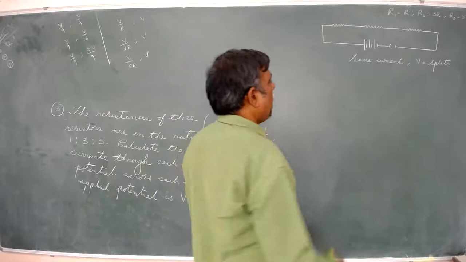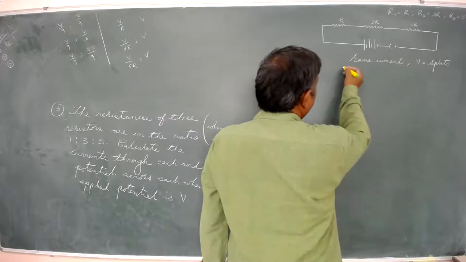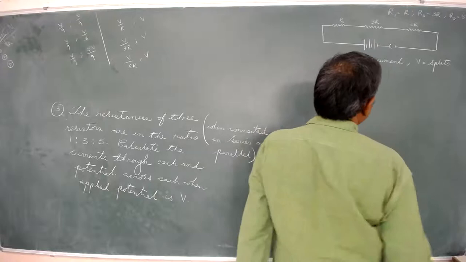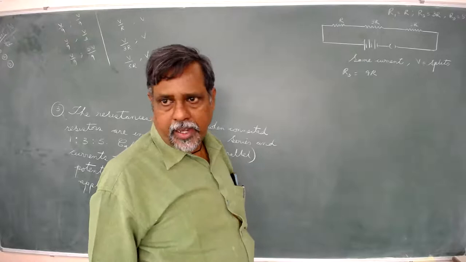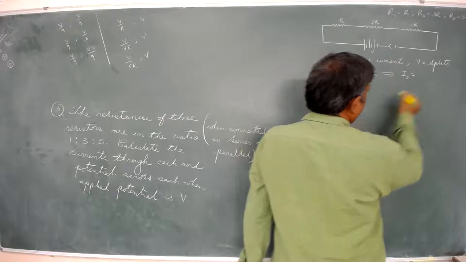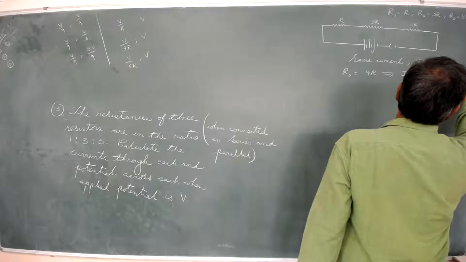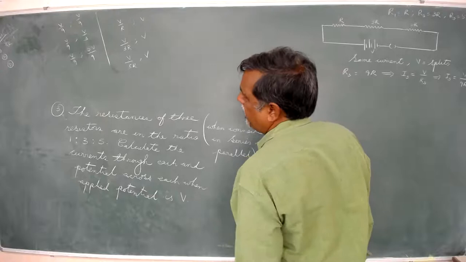Now in this way, first the effective resistance will be different. So this is R, this is 3R, this is 5R. So the effective resistance in series is 9R, R plus 3R plus 5R. Now, the effective current you need to calculate. Potential is V, so the effective current is equal to V by 9R.